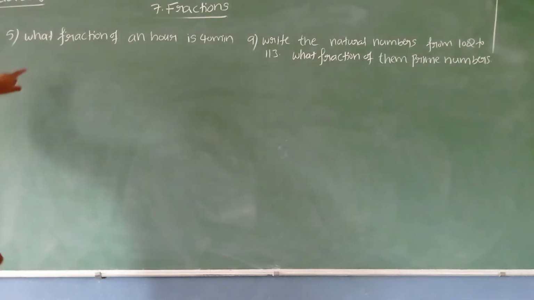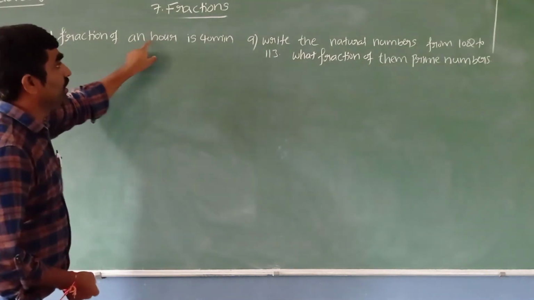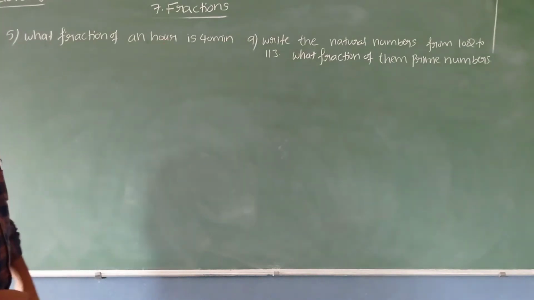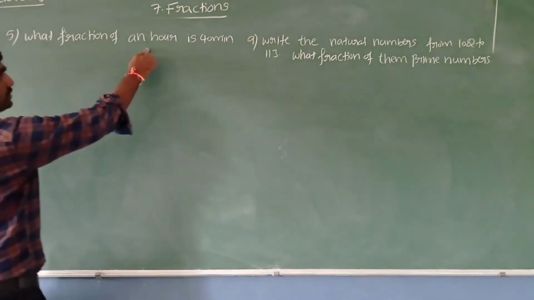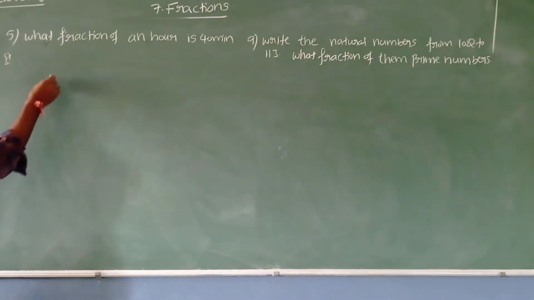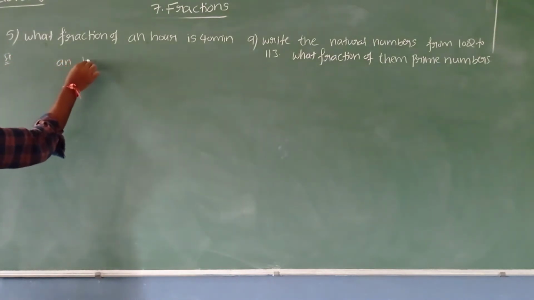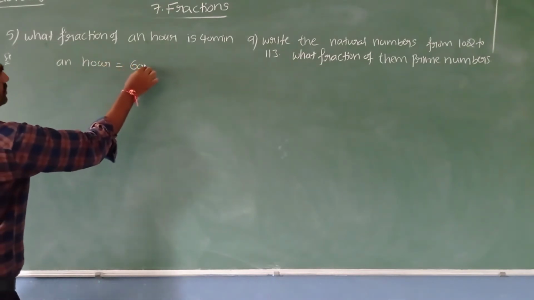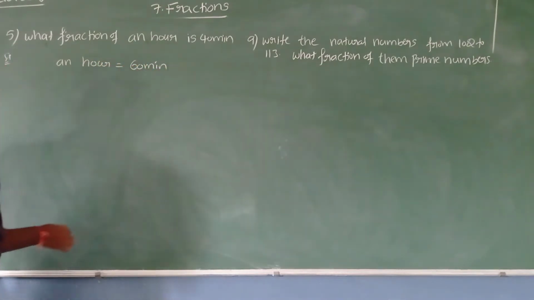Yes, let's see here. What fraction of an hour is 40 minutes? 40 minutes is what fraction of 1 hour? See, first let us express them both in the same unit, minutes. Solution: an hour is equal to how many minutes? 60 minutes. An hour is equal to 60 minutes.